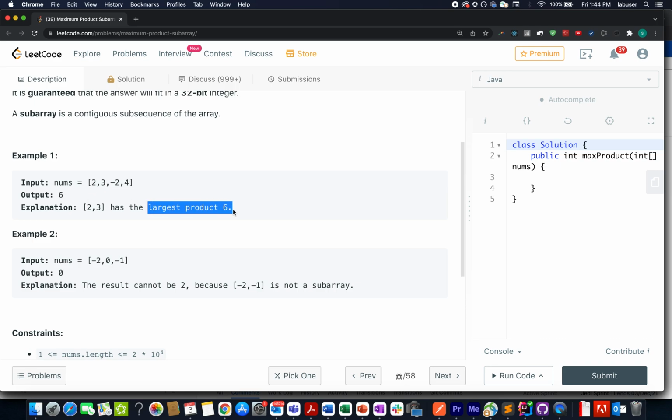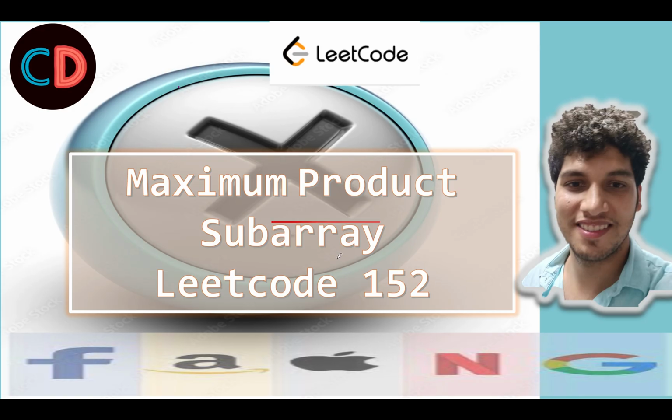Without much ado, let's look at the presentation that I have created for this. Maximum product subarray, Leetcode 152. And let's get started. Oops, it says an error 403. The resource already exists. That means we have already solved this question in the past. And yes, we did it. We did it in the month of September 2020.